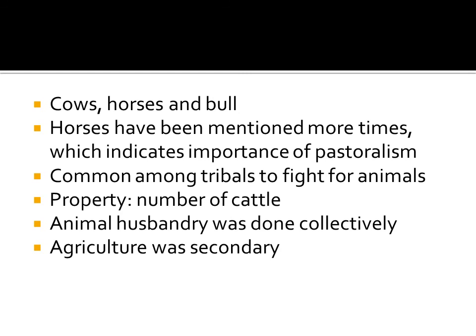Animal husbandry was done collectively and agriculture was secondary in the early stages of the Rigvedic age. Compared to agriculture, animal husbandry was more important. So animal husbandry was primary and agriculture was secondary in the Rigvedic age.